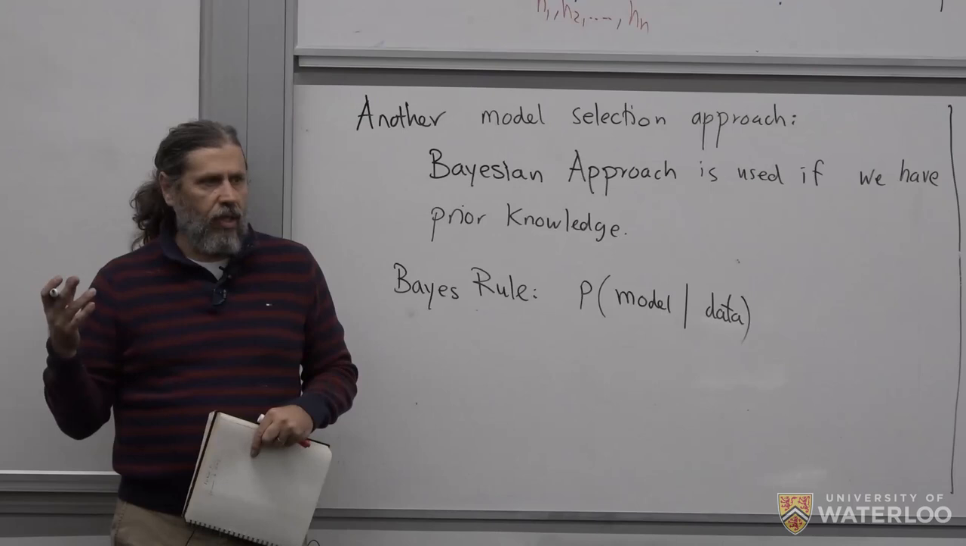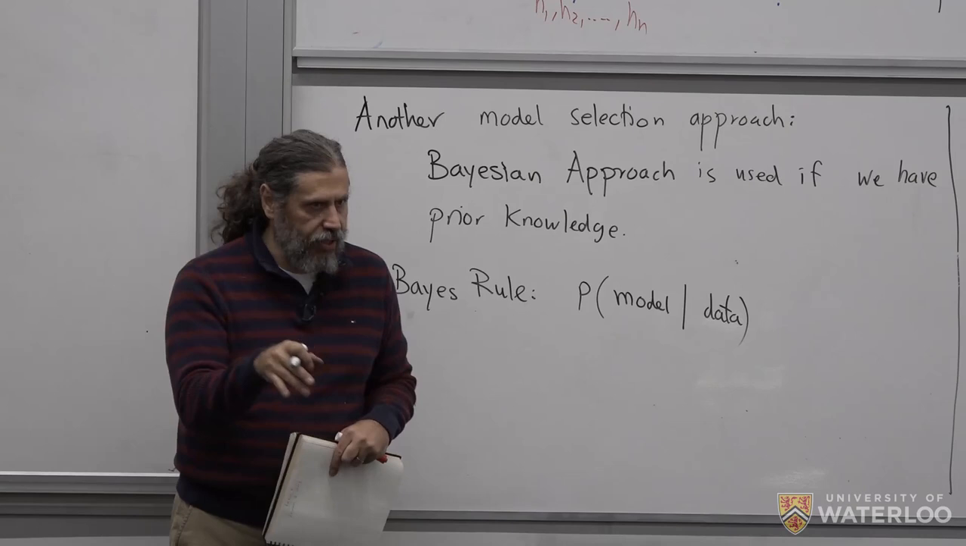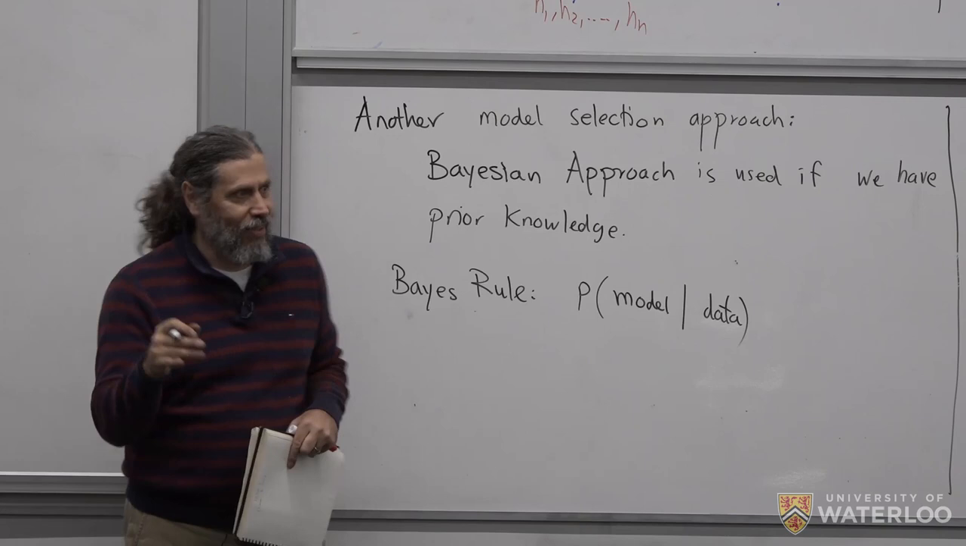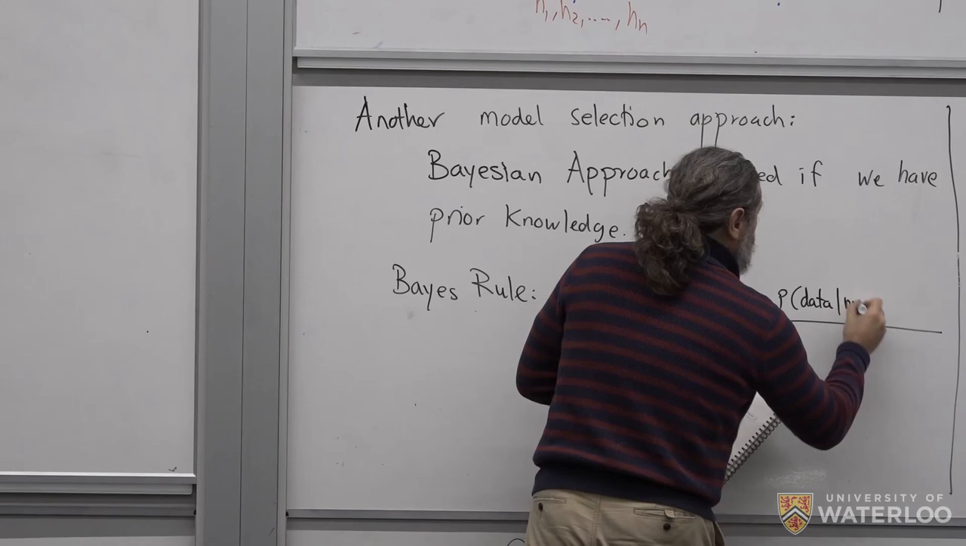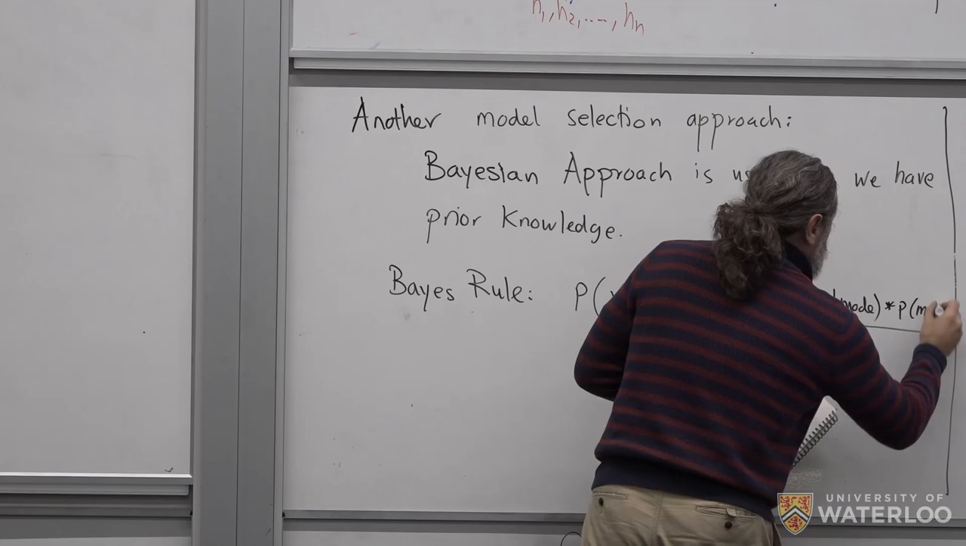What is the probability that the model that I'm using, the network that I'm using, the decision tree that I'm using, is the best model given this data? What is that probability? And using the Bayes rule, we can calculate that. This is the probability of data given the model times the probability of model, divided by the probability of the data.